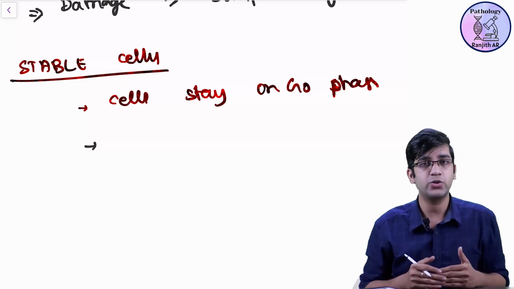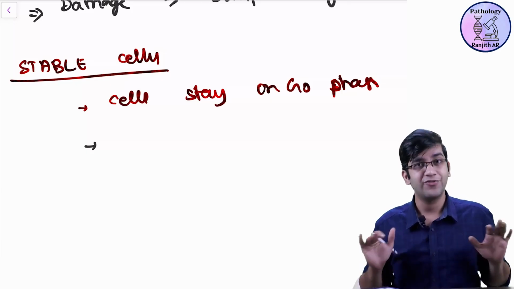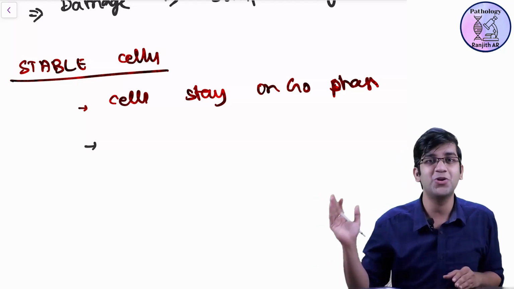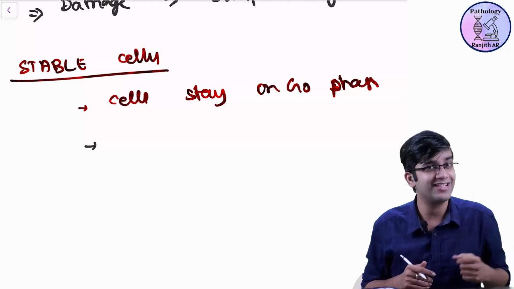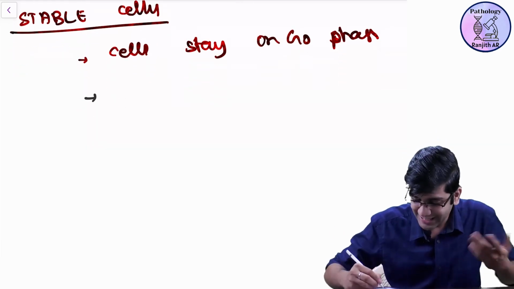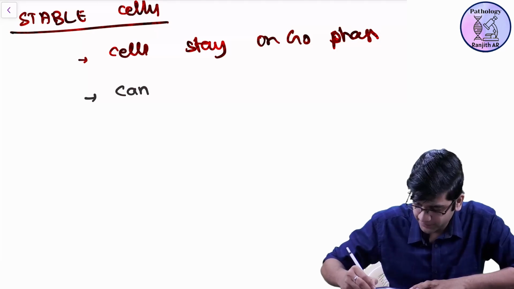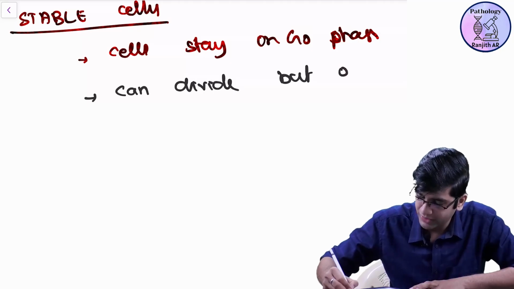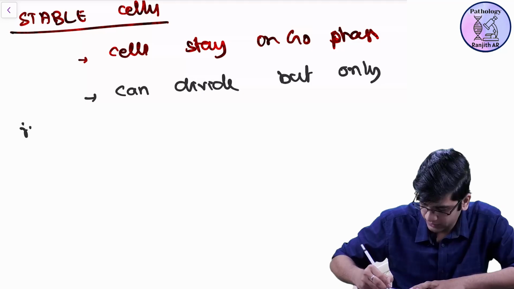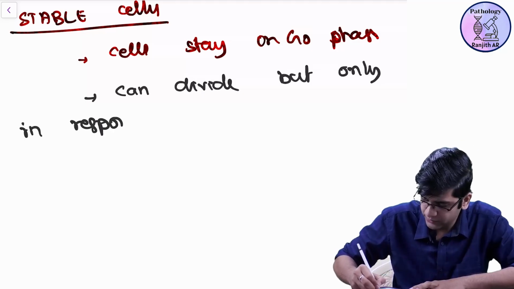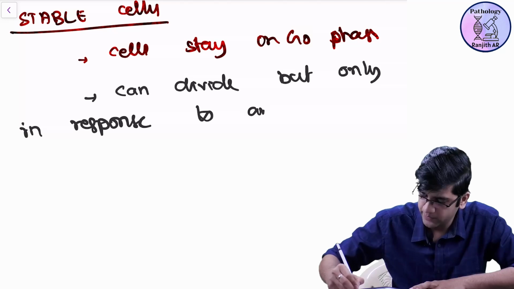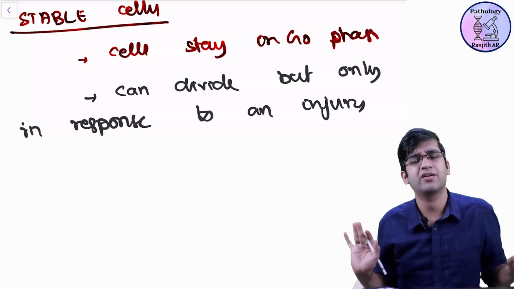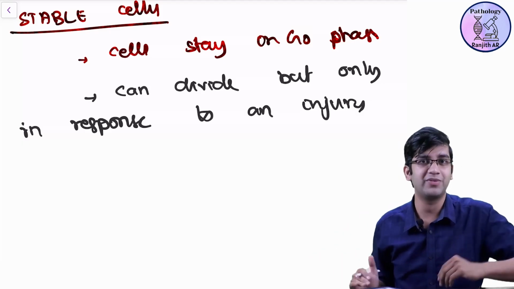They have the capacity to divide, but they are dormant like us. We have the capacity to learn, but we wait for a stress, which is exams, and then we go to learn, right? We should be labile cells, we should not become stable cells. So these are like us. They can divide, but only in response to injury. Otherwise, they don't divide. They are always in a resting phase, sitting there. No problem will happen, right?